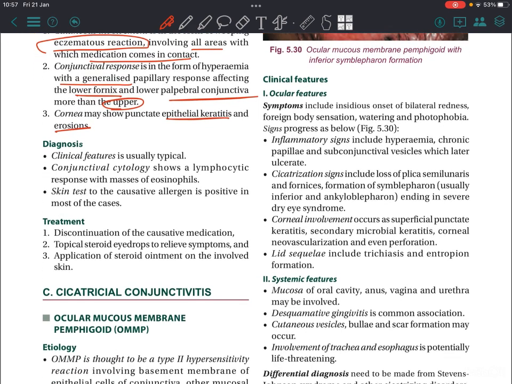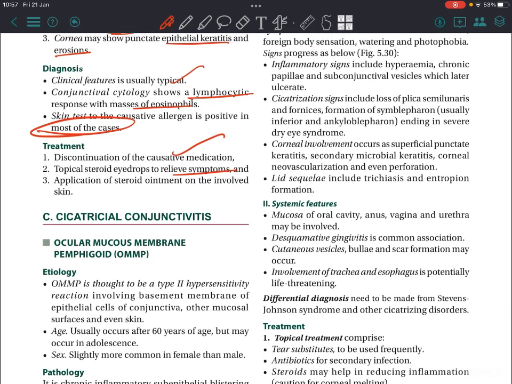Diagnosis: clinical features are usually typical. Conjunctival cytology shows lymphocytic response with a few eosinophils. Skin test to the causative allergen is positive in most of the cases. Treatment: discontinuation of the causative medication. Topical steroid eye drops to relieve symptoms. Application of steroid ointment on involved skin.